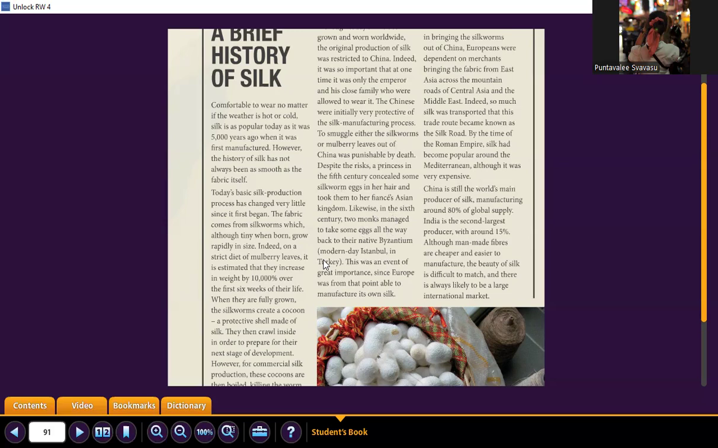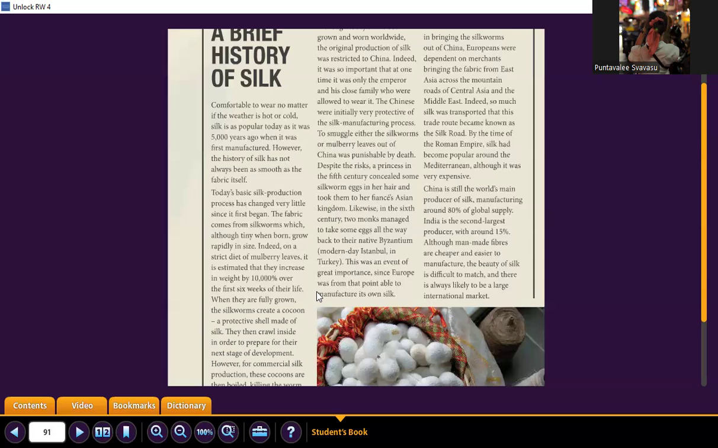Many people mention a princess. So there's a mention of a princess right here. But if you read it closely, she took silkworm eggs in her hair and took them to her fiance's Asian kingdom. So Asian kingdom, it's in Asia, so it's not Europe. That's why it's wrong. It's not the answer. So it will be a little bit tricky like this.